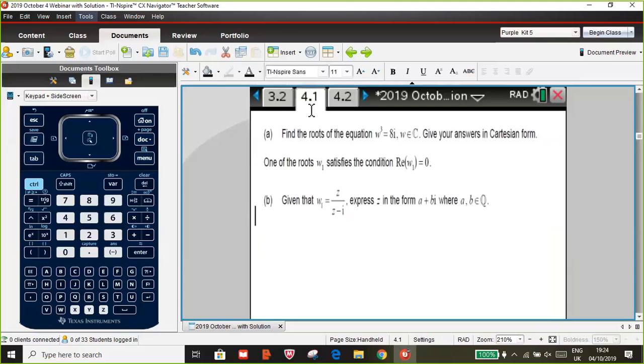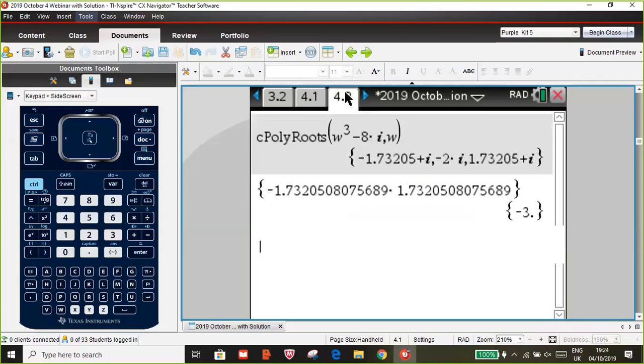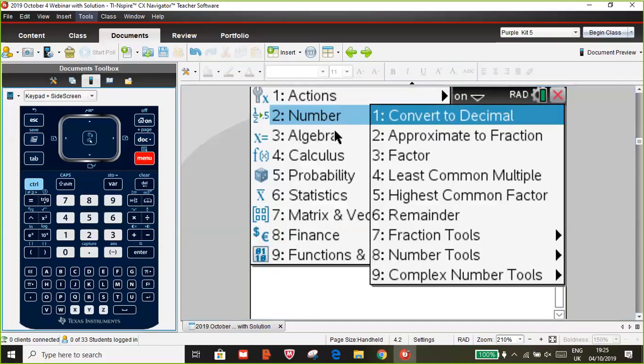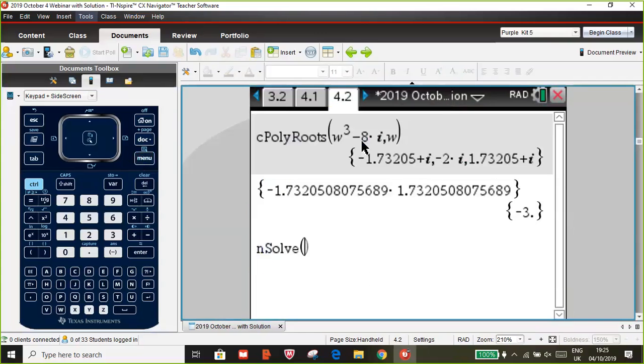But we can't use AND-solve. Remember, AND-solve only works for real numbers. If you don't believe me, I'll show you. It's best to show, right? Let's do AND-solve under algebra. So students love AND-solve for some reason. So some of my students will do this.